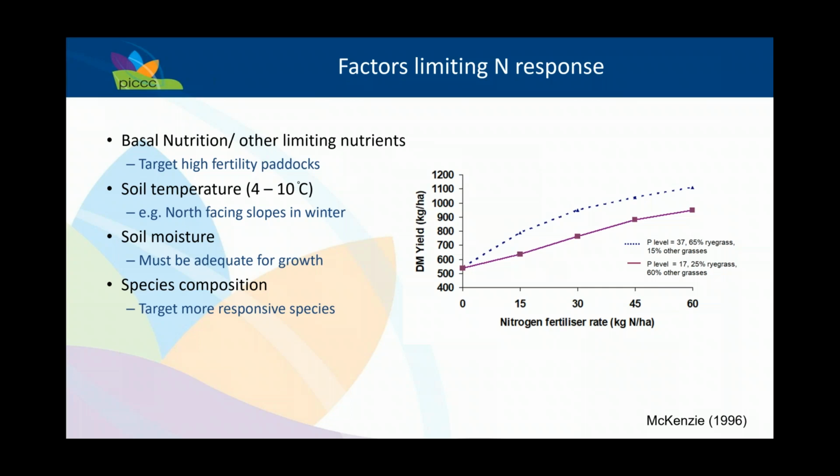The other one to remember is, in the middle of winter or in the early spring period, north-facing slopes are always warmer in soil temperature than south-facing slopes. So if you had a choice and you say, well, I'm desperate for feed in the first week of July, second week of July, you might actually want to focus on the north-facing slopes and then in August focus on the other slopes to get a better average response.